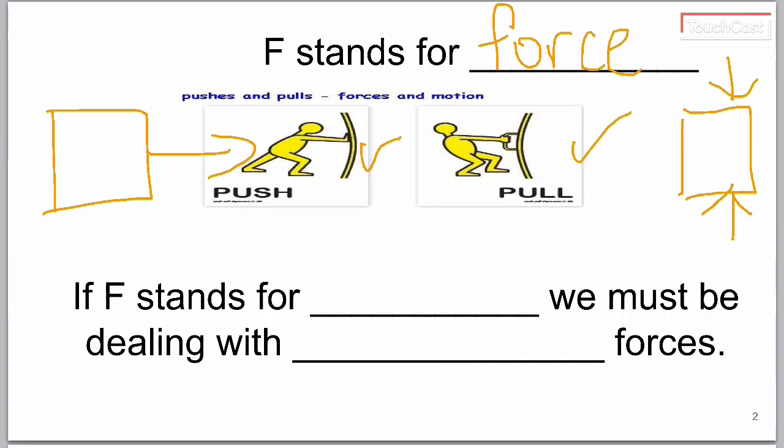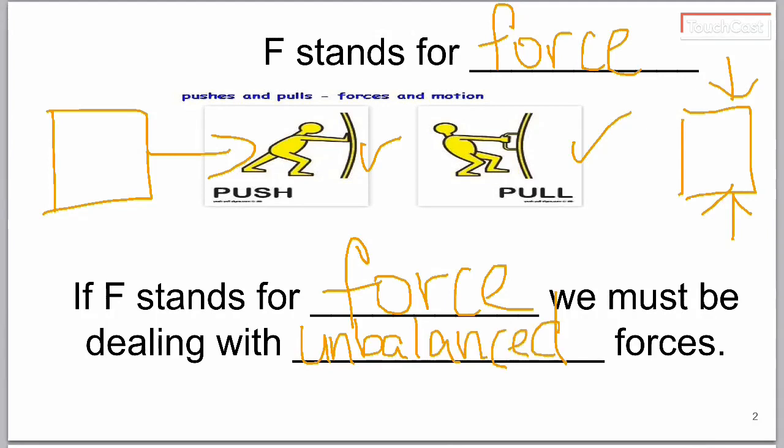If F stands for force, then what type of forces are we dealing with? Remember, you have balanced versus unbalanced. So I bet you already figured out we are dealing with unbalanced forces. Because a balanced force is not going to cause an object to have a change in motion. So remember, balance will not change the object's motion, but unbalanced can change the object's motion.